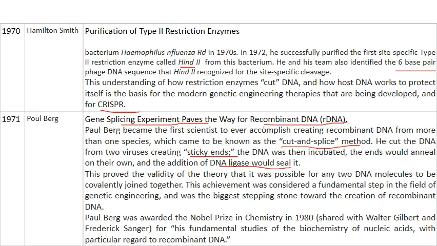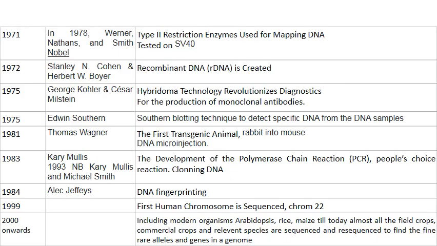This achievement was considered a fundamental step in the field of genetic engineering, the biggest stepping stone towards creating recombinant DNA. Paul Berg was awarded the Nobel Prize in Chemistry in 1980, shared with Gilbert. In 1971, type 2 restriction enzyme was used for mapping DNA, tested on SV40. For this enormous work, in 1978, Werner Arber, Nathans and Smith were awarded the Nobel Prize.